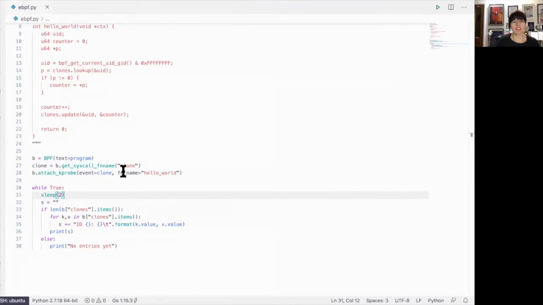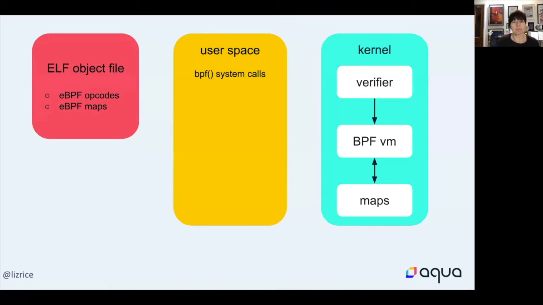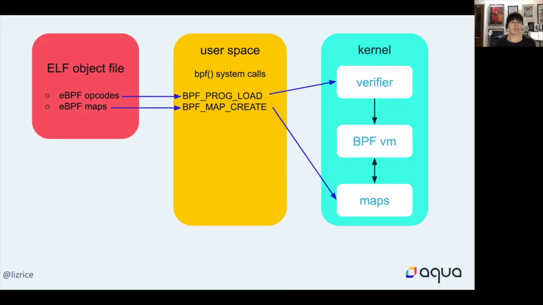So I think we should just recap what we've seen here. Our eBPF program, written in C, gets compiled into an object file. And that object file includes the eBPF bytecode and definition of the maps that we're going to use. Then our user space application makes BPF system calls to load the program into the kernel and to create those maps that we're going to use.